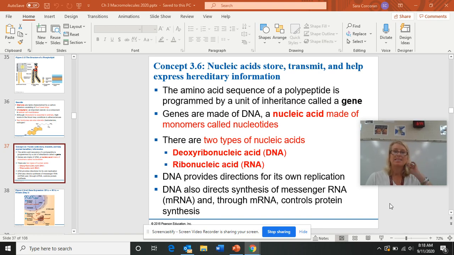Hi again, this is section 6 of chapter 3, where we're going to be talking about nucleic acids. This will be the quickest of the lessons because you already know a good bit about nucleic acids.